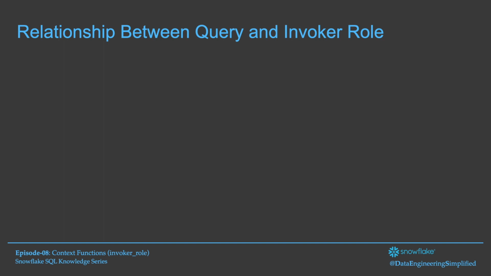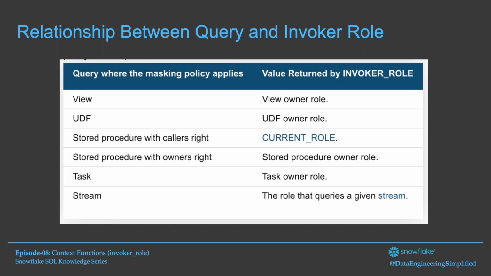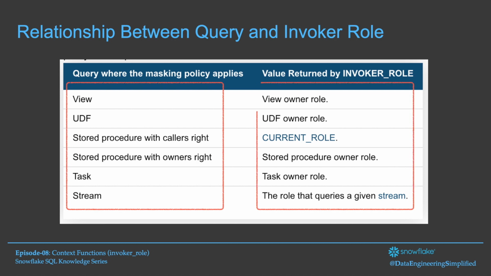Let's understand the relationship between a query and the invoker role context function. Here we have a matrix. On one side, the query where the masking policy is applied, and on the right side, the value returned by the invoker role function. If you have a view which is accessing an object in which the invoker role function is applied, the invoker role will return the view owner role. In the case of a stored procedure, it will be a little different. According to the definition of the stored procedure, whether it is caller's rights or owner's rights, the invoker role will change. For caller's rights, it will be the current role, and for owner's rights, it would be the owner of the stored procedure.